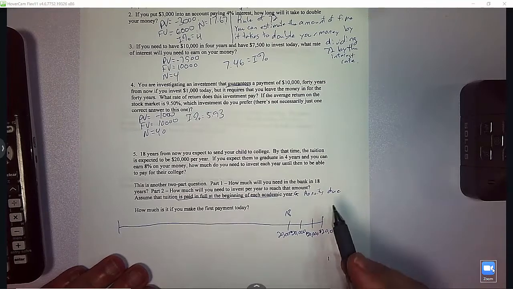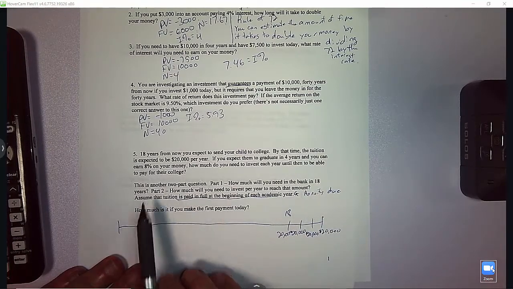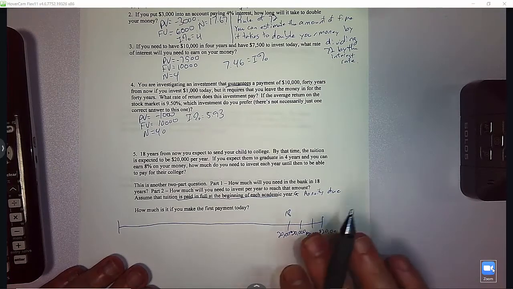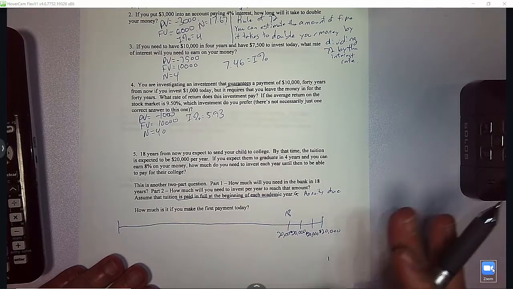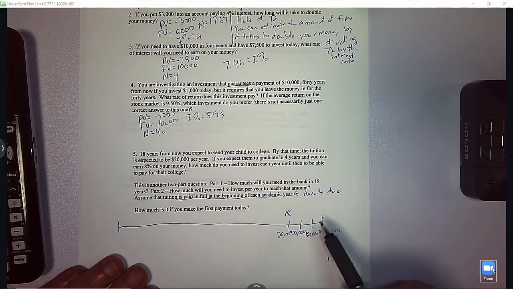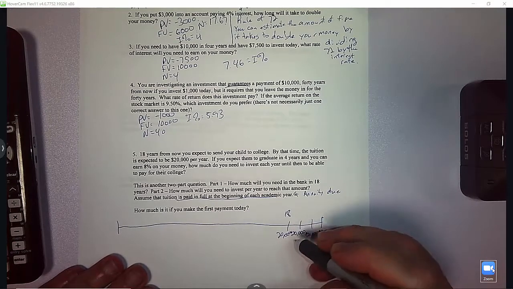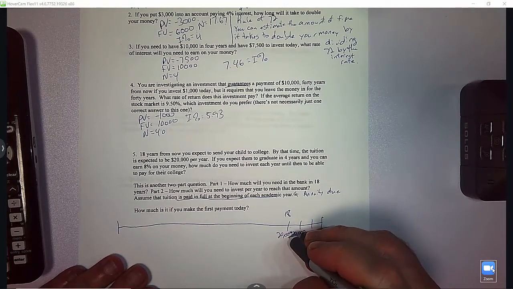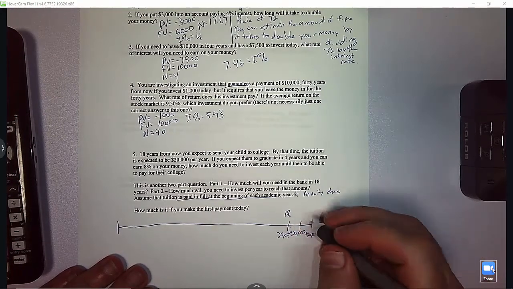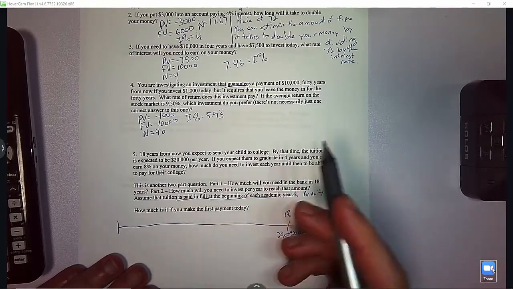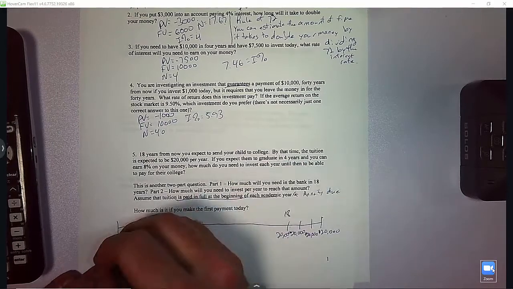So the first step in this problem, how much will you need in the bank in 18 years, is going to be the present value of an annuity due with 4 years, because they will hopefully graduate in 4 years. It will be a $20,000 payment at the beginning of each of 4 years. And the money that is in the account that you haven't spent on tuition yet will be earning a return of 8%, because that's what your interest rate is here.